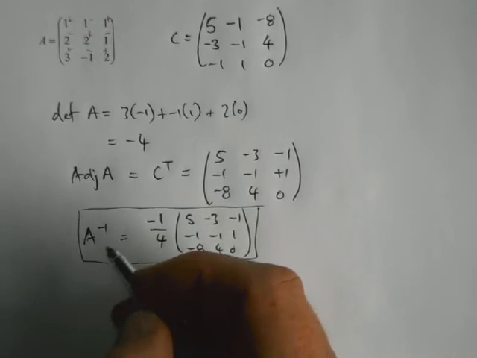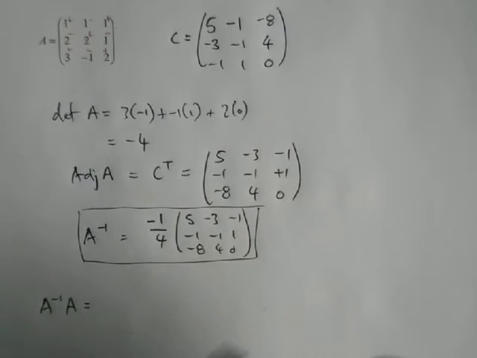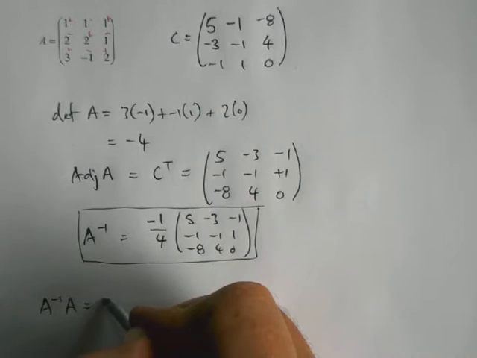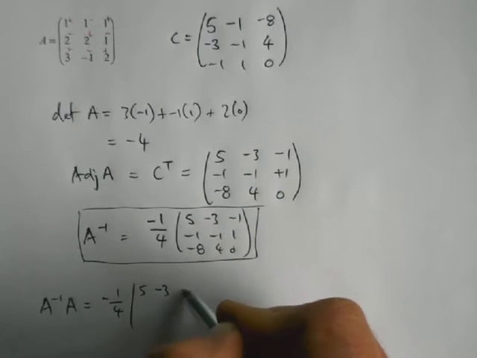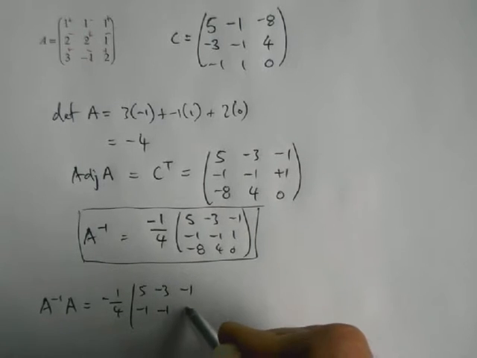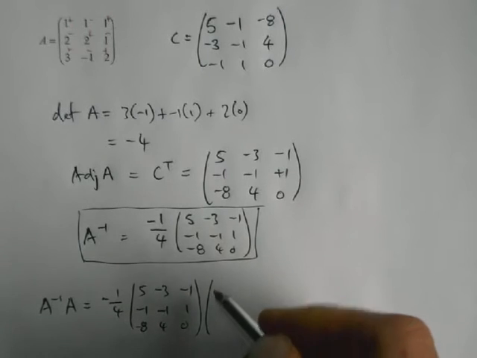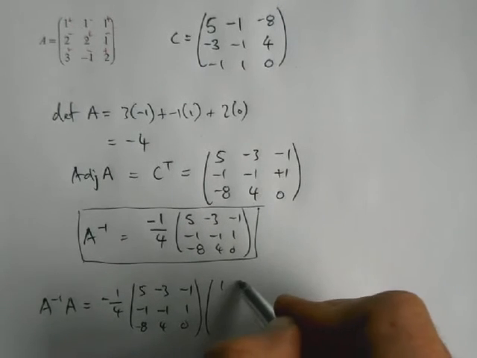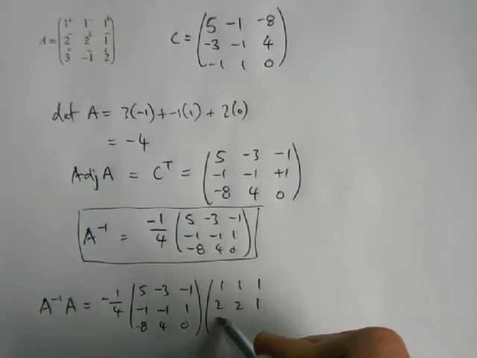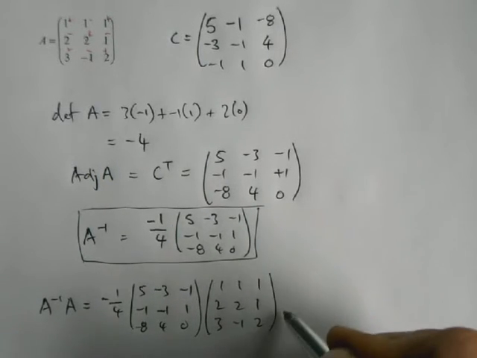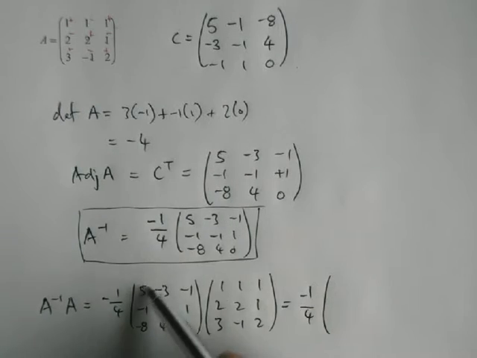Okay, so it doesn't actually take that long to do. And if I'm not telling you horrible lies, it should be the case that the inverse of A times A should come back to the identity matrix. So let's have a go at doing this. -1/4 times 5, -3, -1, -1, -1, 1, -8, 4, 0, times my original matrix A, which was 1, 1, 1, 2, 2, 1, 3, -1, 2.